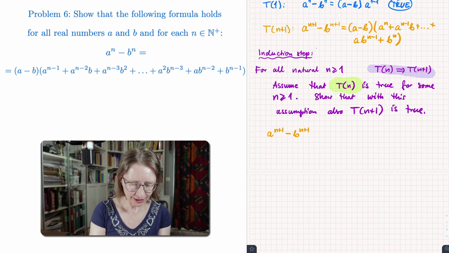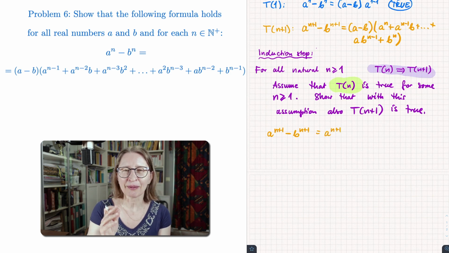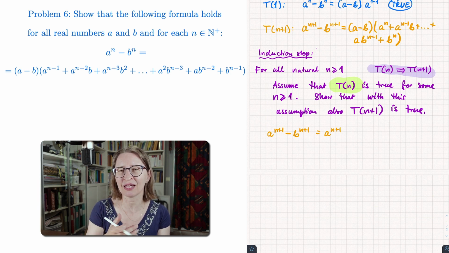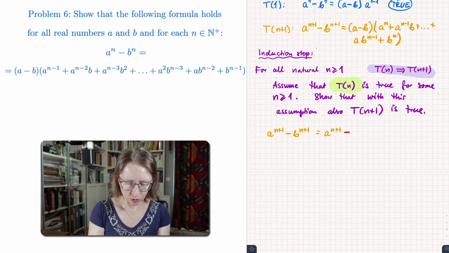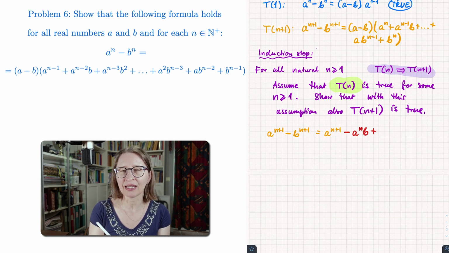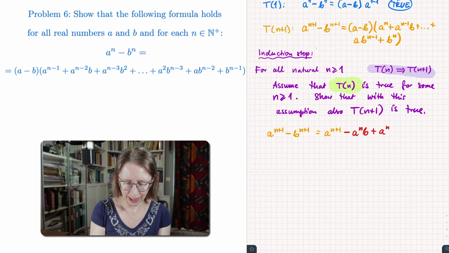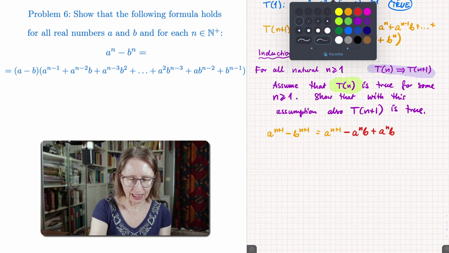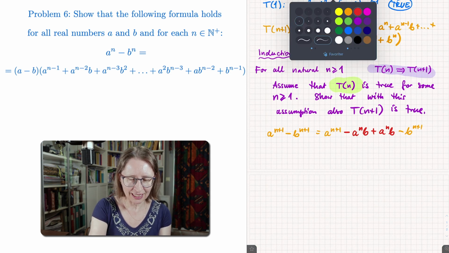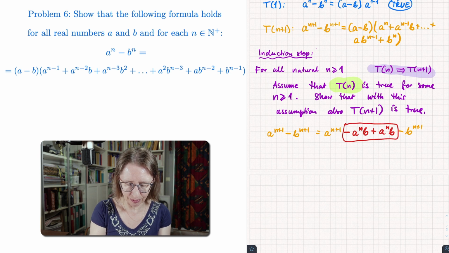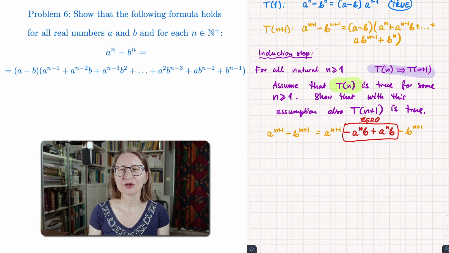So what I will do is the following. I will subtract and add the same thing. It is perfectly okay to do so, because by adding and subtracting the same thing, I do nothing. I just perform a zero operation, right? So I will subtract a^n times b, and then at once add it back, a^n times b. And then I still have a - b^(n+1) from my formula. So this here is a zero operation, right? Nothing happened.